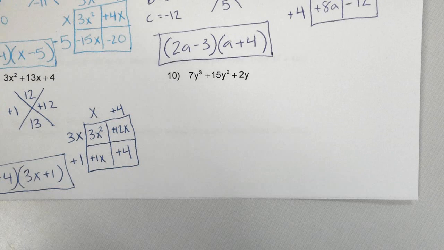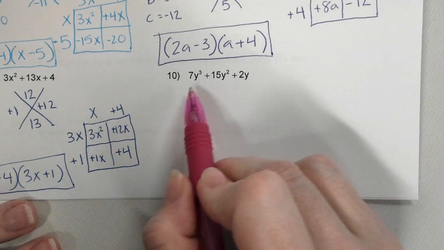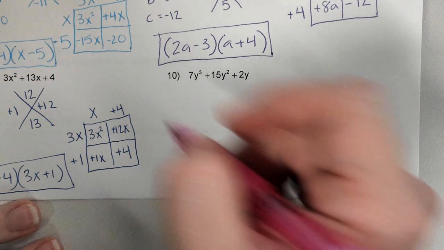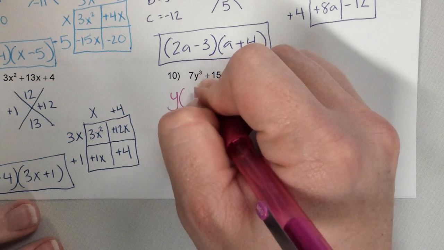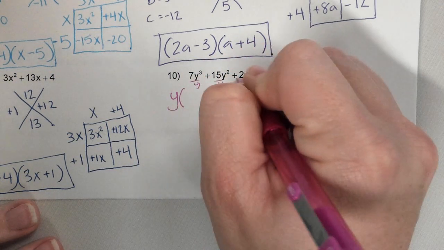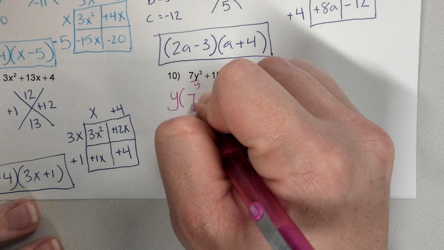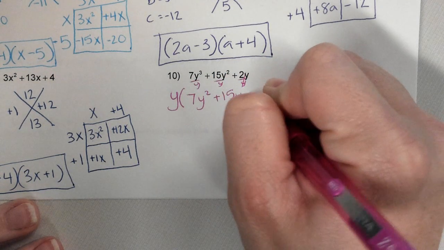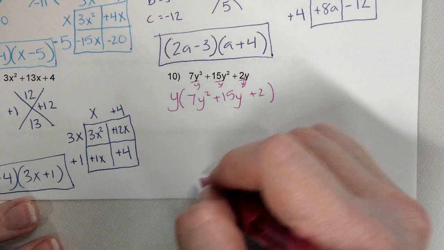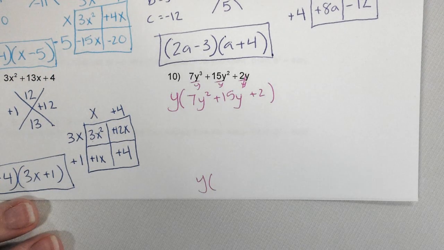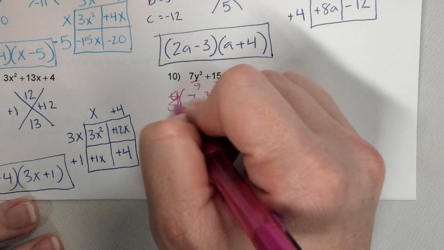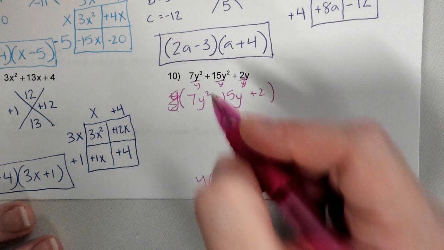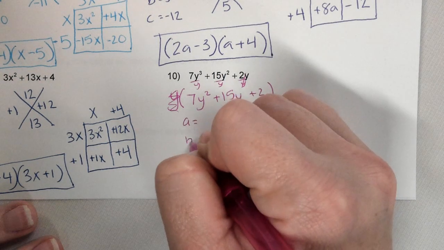So number 10 has a GCF, and it's y. Other than that, they do not have a GCF, so I have to take out that y. And it just makes them all have 1 less. So this has 7y squared plus just 15y, and then this cancels, so it's just plus 2. So I'm going to put a y down here in front of a parenthesis so I don't forget that that's still part of my answer, and then I'm going to ignore it so it doesn't throw me off. And now I'm going to find my a, b, and c.